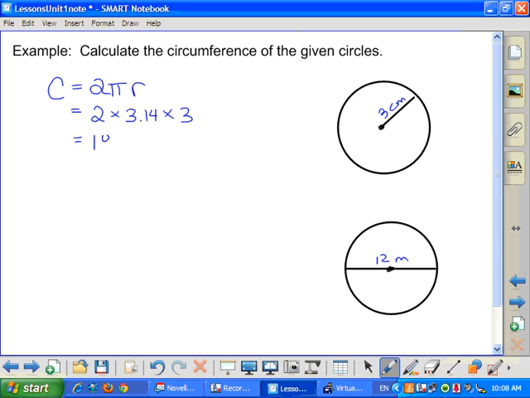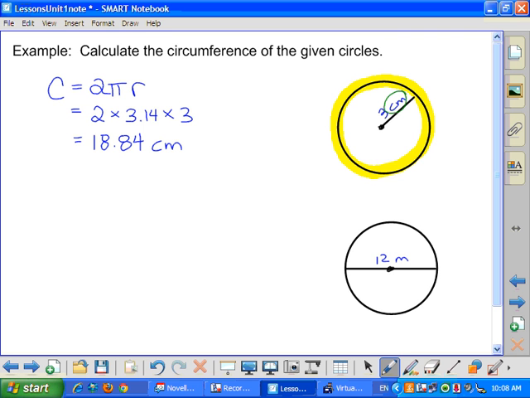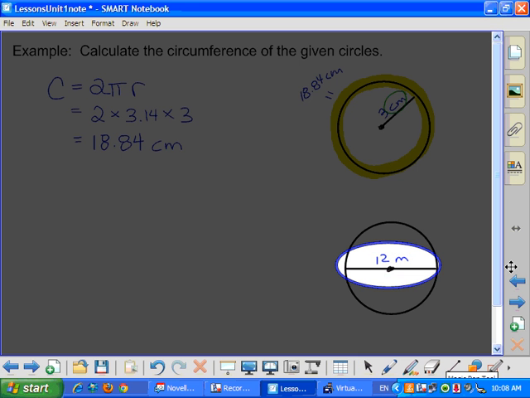18.84, and you have to tell me the units. You have to tell me what we are measuring in. Very, very important when it comes to communication. So if the radius was in centimeters, our final answer will be in centimeters. So we have calculated that the distance around this circle is equal to 18.84 centimeters.